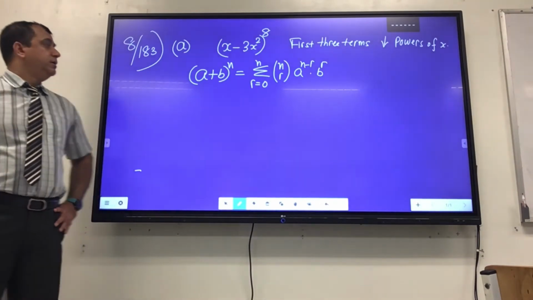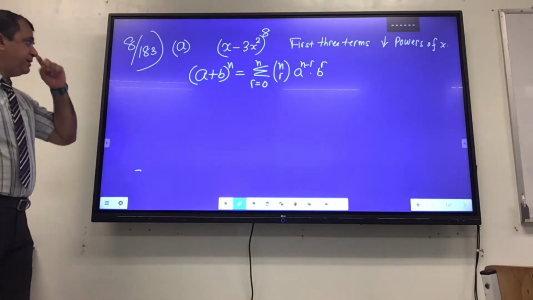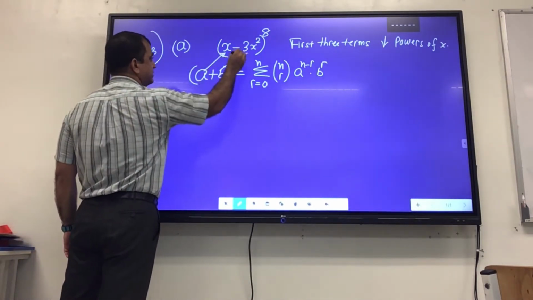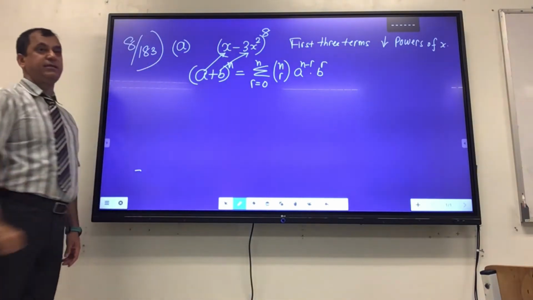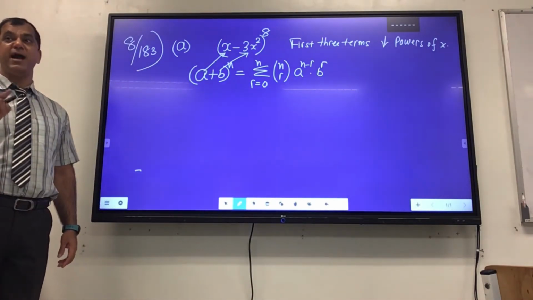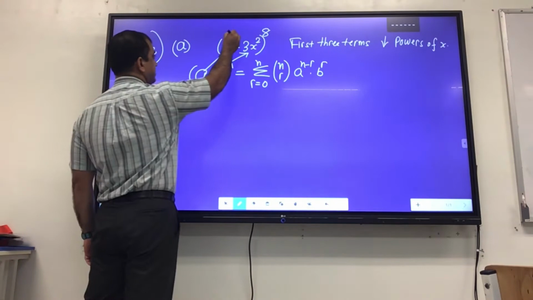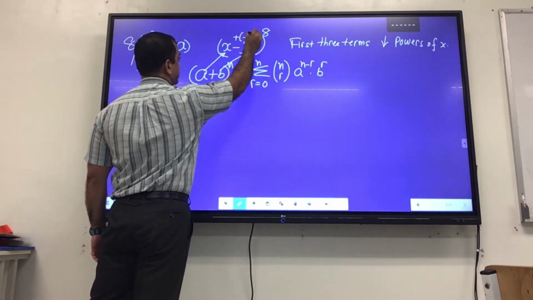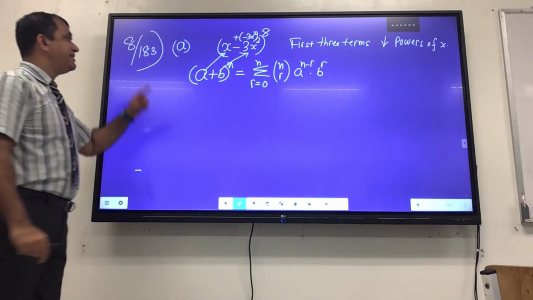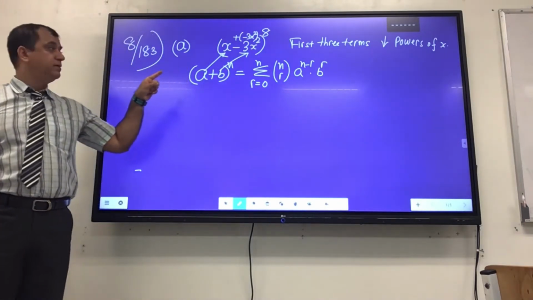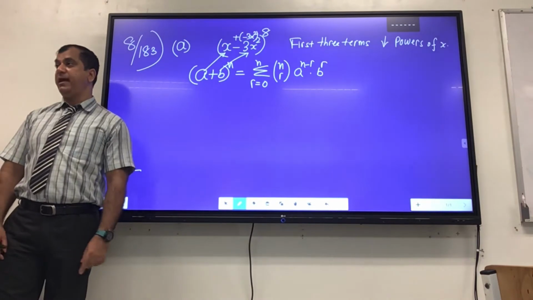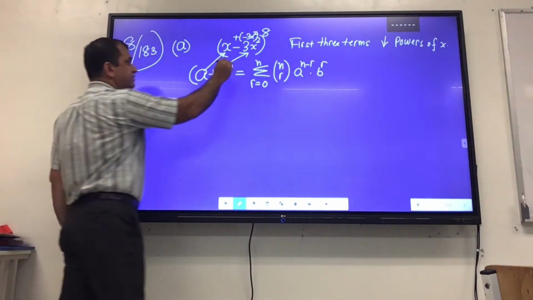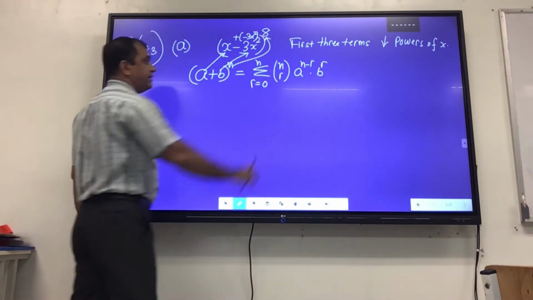Now, replacing a and b with x and minus 3x squared. Not 3x now, minus 3x squared. Basically, this is plus minus 3x squared. We should write one more step here. So now a is positive x, b is negative 3x squared, n is 8. Clear?